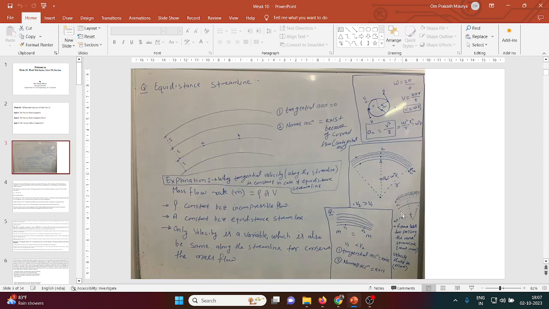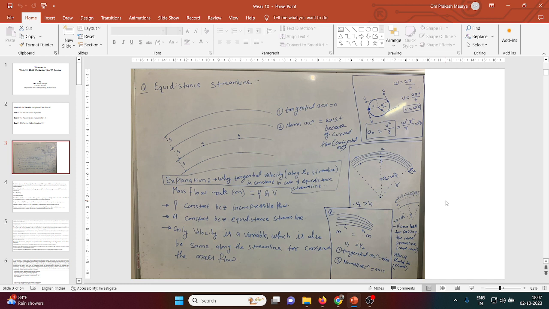I think the slide is visible. Yes, sir, a bit faint, but it's visible. Okay, the slide is visible, no? Yeah.